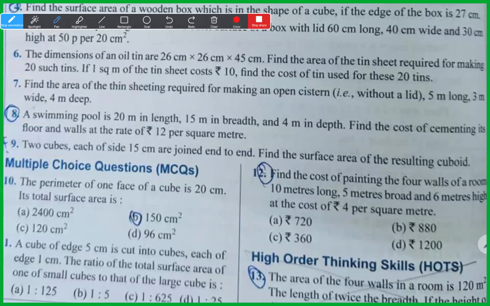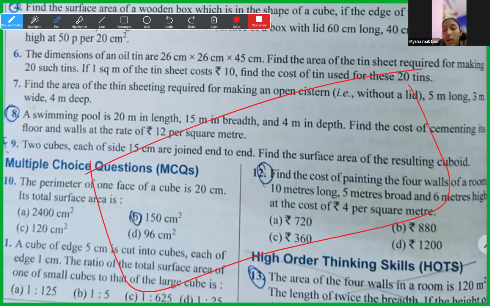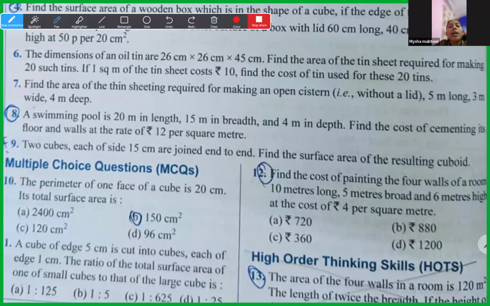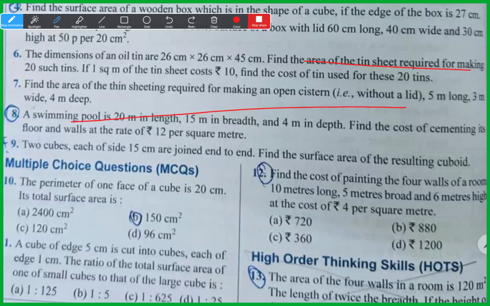For making the box also, first they have to take a plain sheet and convert it to cuboidal shape. So find the area of tin sheet. Plain sheet means what? Before making any box, like cardboard, we will buy it, no? Sir, after we find out the area of the oil tin, we multiply it by 20, and then we find the square sheet cost, right, Maisha? Actually, what is the area of the tin sheet required is the question, Maisha.